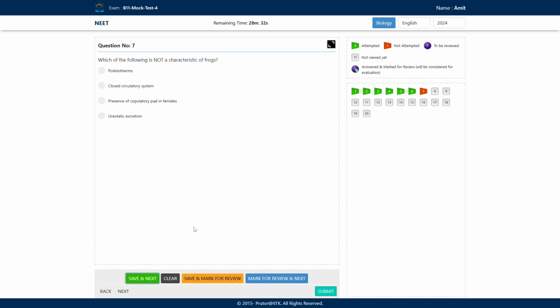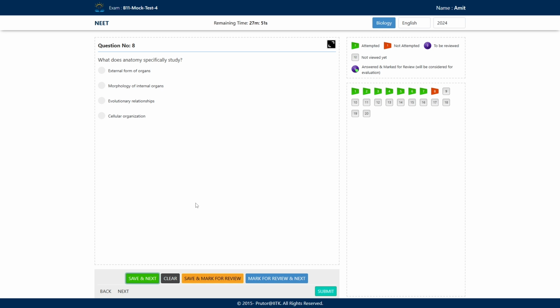Coming to the third one, the presence of copulatory pad in females. Yes, the copulatory pad is found in frog, but not in the female. It is found in the males. So this is incorrect. And ureotelic, yes, it is ureotelic, so this is also correct. But the third option, presence of copulatory pad in female, is not a feature of frog. So we will opt for it and move to the next.